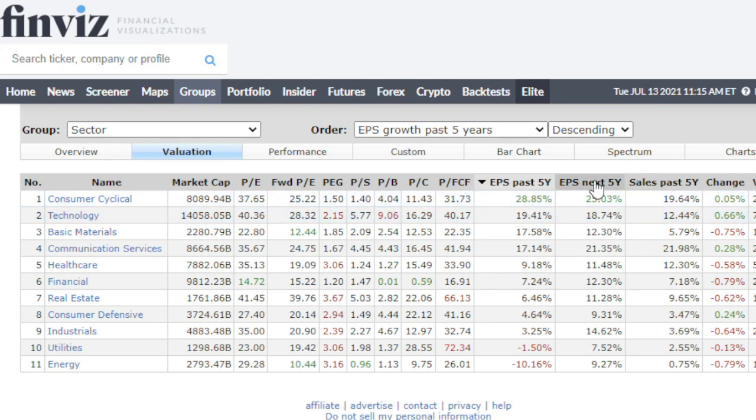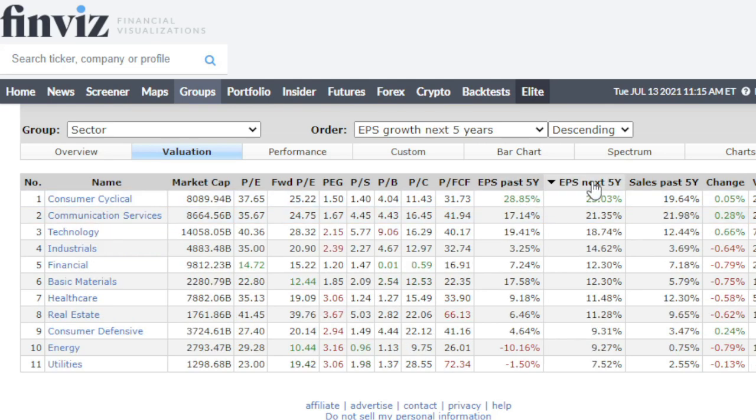Then if we compare that to the next 5 years, interestingly enough, if I can get it to sort here, consumer cyclical is projected from an EPS standpoint to have the highest profit growth. Communication services coming in second, and technology actually losing a step over the next 5 years. Again, this is a projection versus the last 5 years.